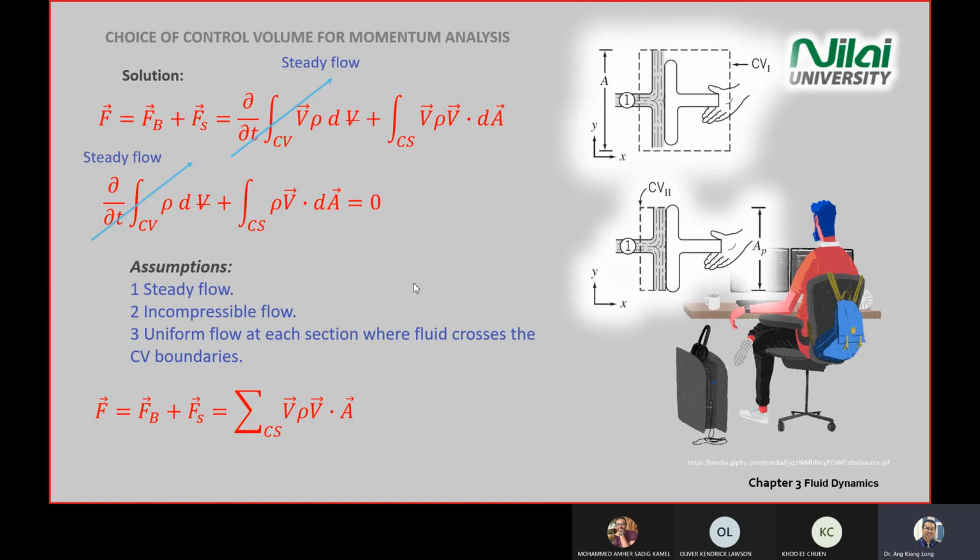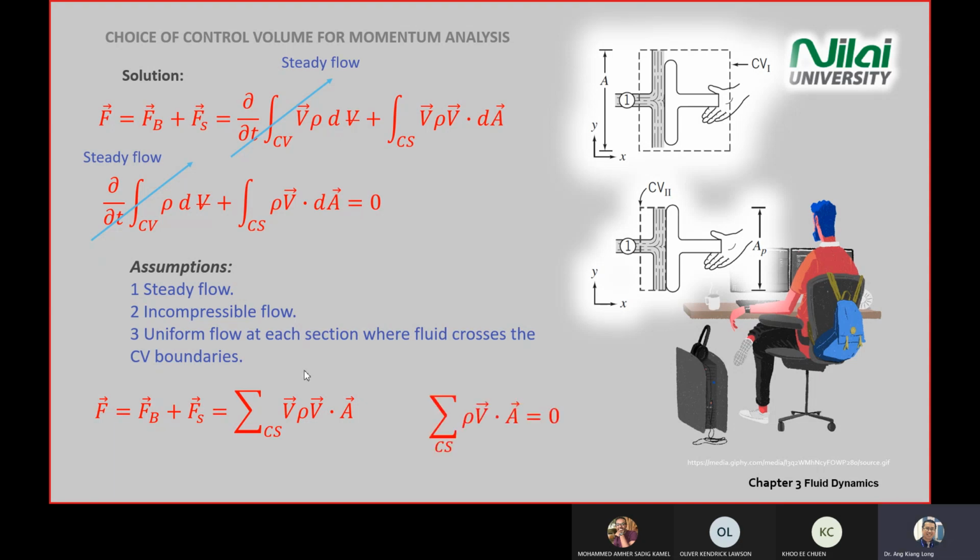Then you simplify the equation. The momentum equation will be reduced to the third equation that you see on the screen here. The force, you have body force and surface force, equal to what is happening in the control surface. You see the sum here because we have a uniform flow. But if you write integration, I'll also give you correct, because it's still the correct concept.